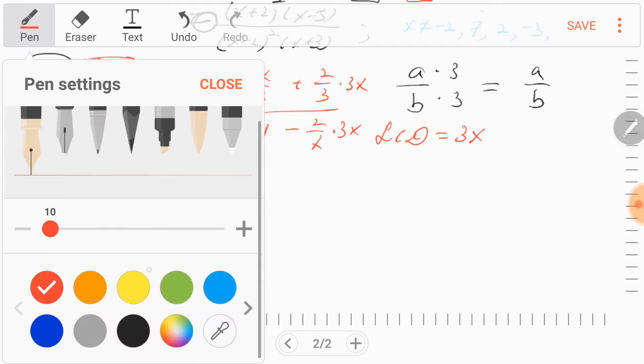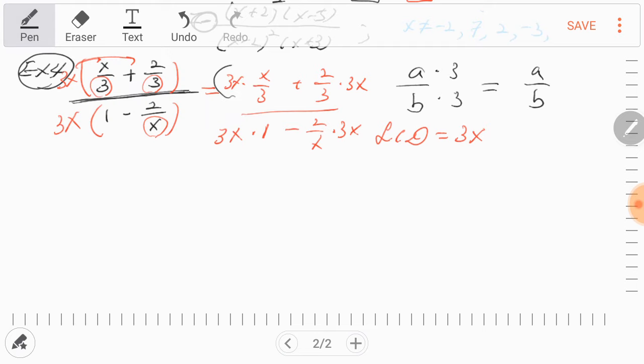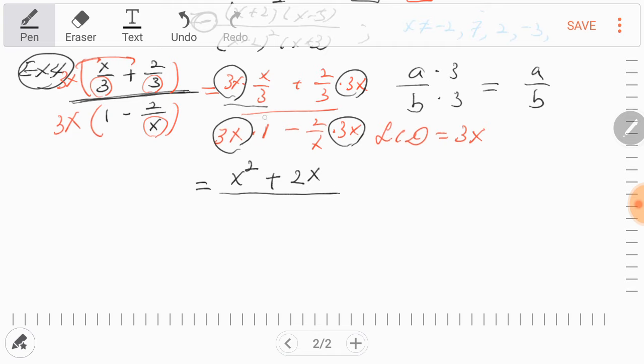So we multiplied each term in the numerator and denominator by 3x. So that is equal to, okay, for the first expression, we can cancel out 3, so x times x is x squared. For this one, 3 cancels out, so we have 2x. How about the denominator? 3x times 1 is just 3x, minus, x and x cancel out, 2 times 3 is 6. So the terms do not have fractions anymore.